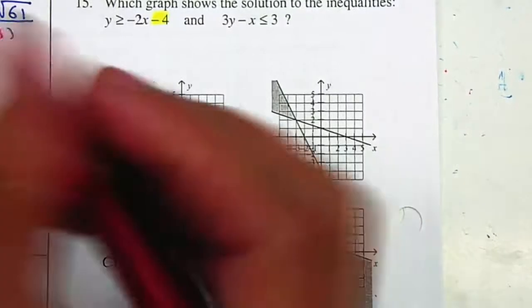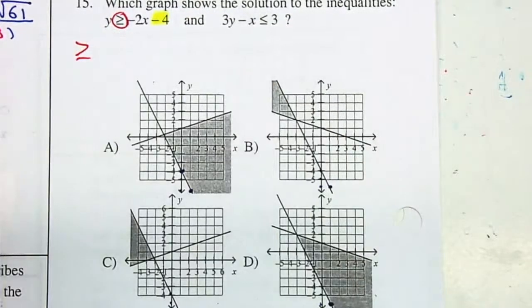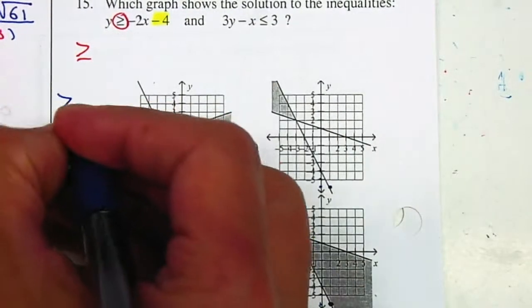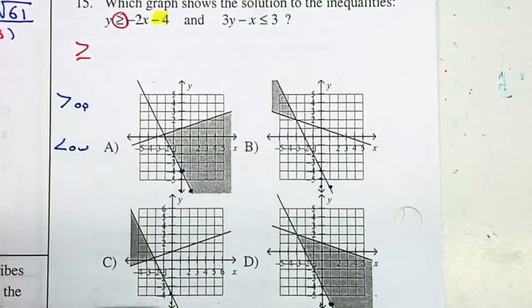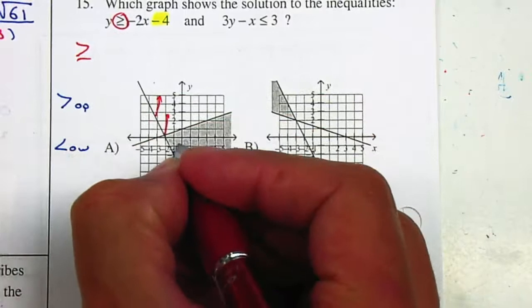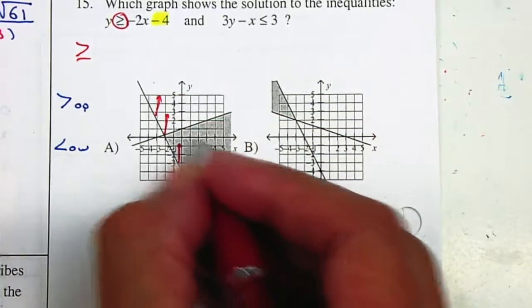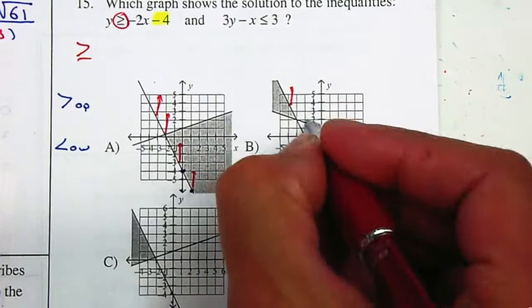And because this is greater than, that means they have to shade the top. Greater than will be the top, less than will be the low side. So they have to shade the top. I'm just going to place my up arrows on this line. So that one looks fine, the shaded part of it. I'm going to place my up arrows on this line.